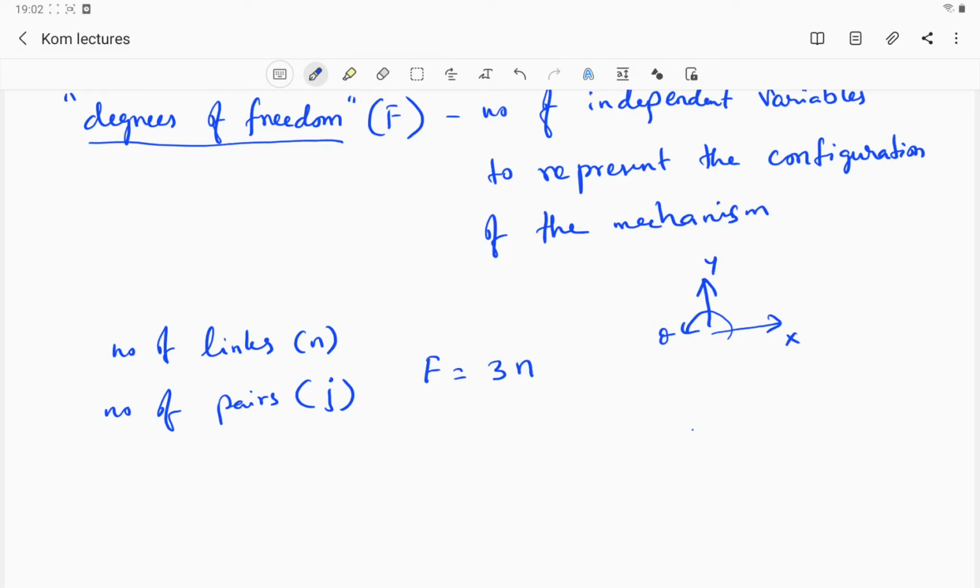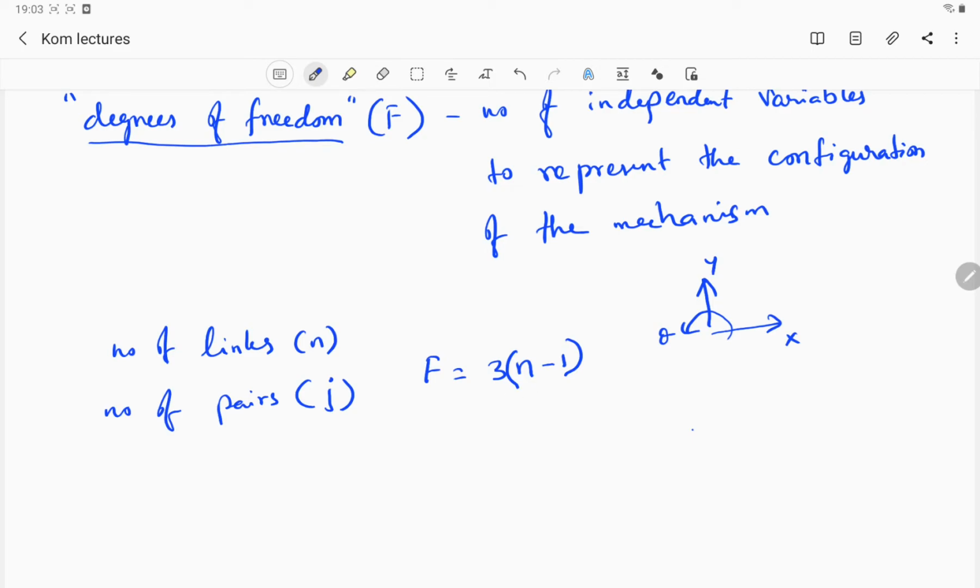Now, we have also mentioned that for a mechanism we have to have one link fixed. If we fix one link, we can't have any motion or rotation for that link. So let me take care of that by reducing this n by 1. So now we have these many degrees of freedom.